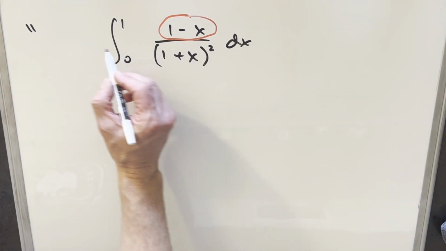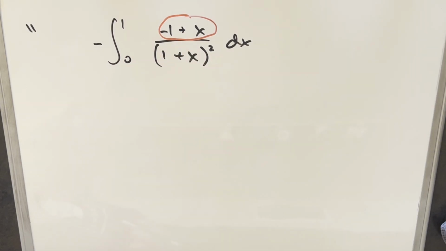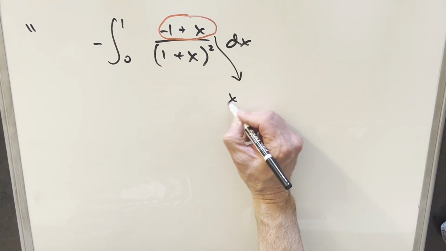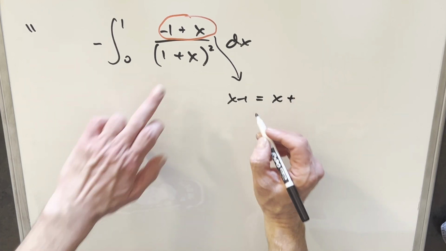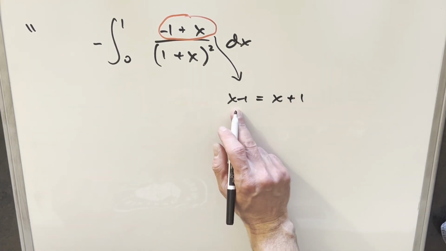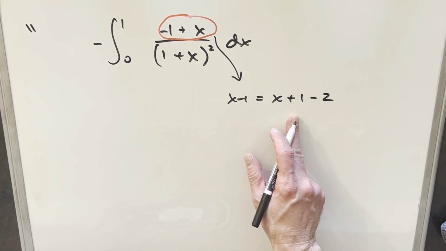So what I can do is, if I bring a minus out front, then I can change the sign here and write this as x minus 1. For x minus 1, I can manipulate this, forcing this x plus 1 that I want. I can write x minus 1 as x plus 1 minus 2, and that's going to allow me to split this into two integrals.